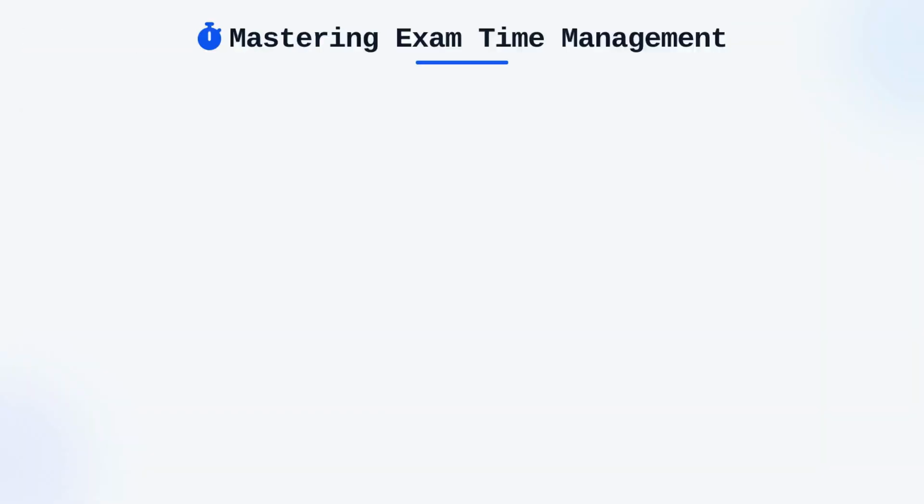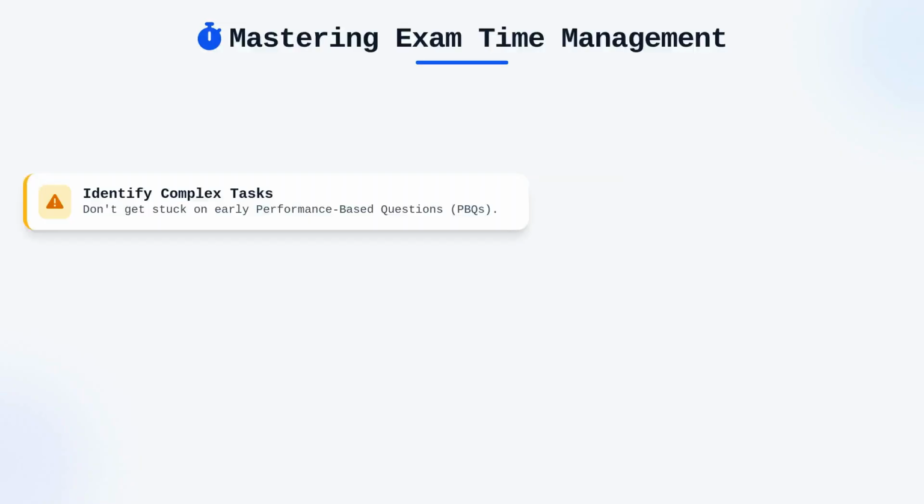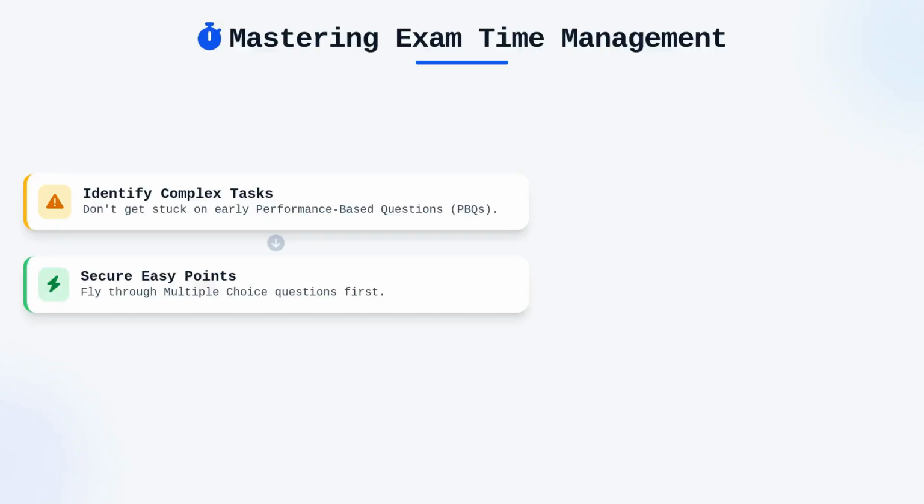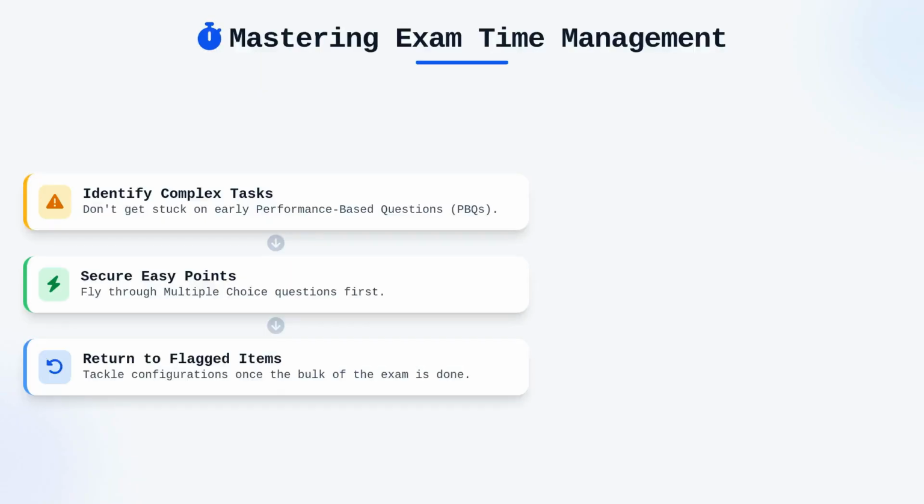Managing your time during those 90 minutes is essential for maintaining accuracy under pressure. Many candidates lose valuable points by spending too much time on a single complex performance-based task early in the exam. It is often better to flag complex items, move forward to answer the faster multiple-choice questions, and return to the complicated tasks once you have secured the easier points. This prevents the scenario where you run out of time while stuck on a single configuration issue.